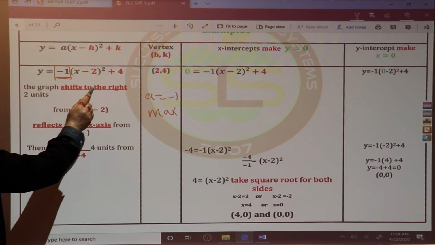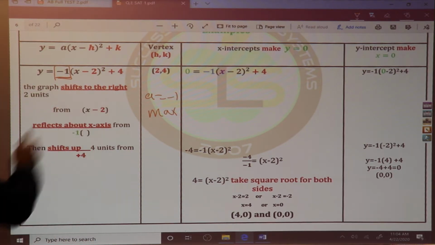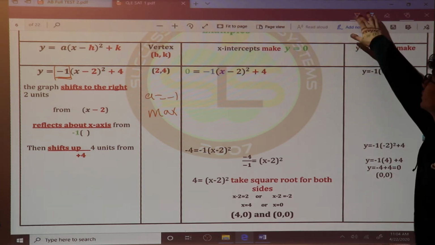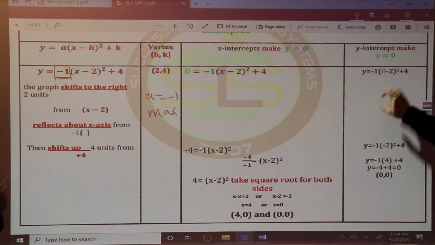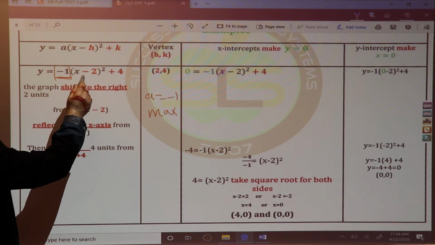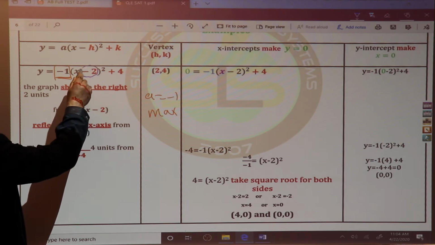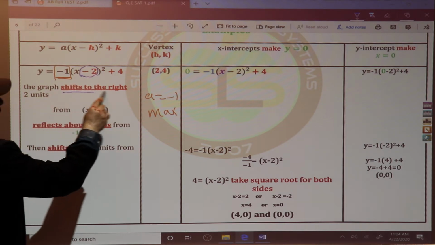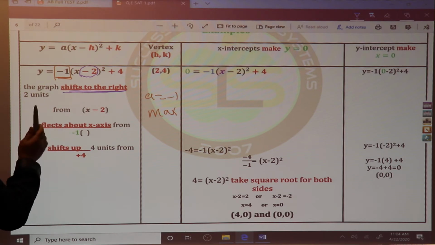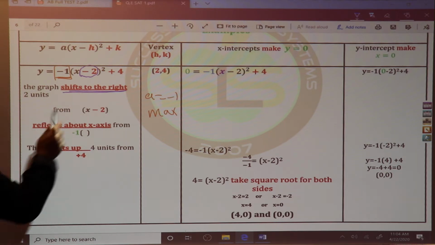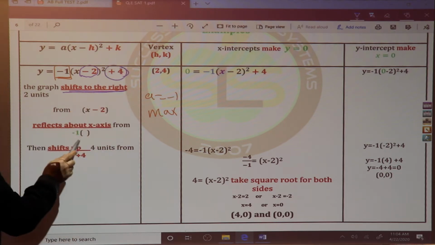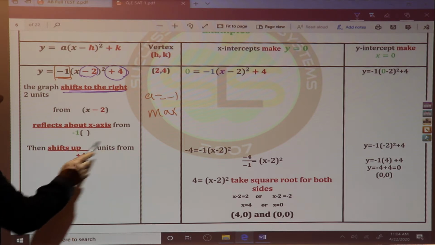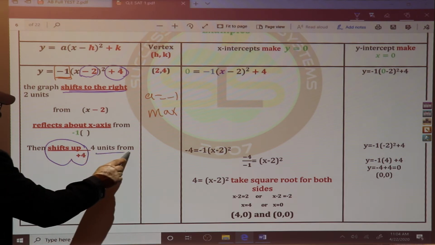Now we have shifting. This is for algebra; we're teaching also not only SAT, this is algebra 2 and pre-calculus. The negative 2 means shift to the right 2 units. The plus 4 means shifting up 4 units.